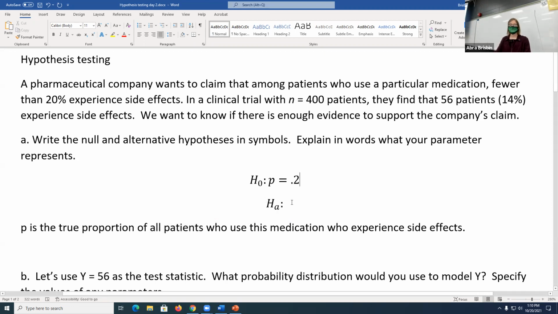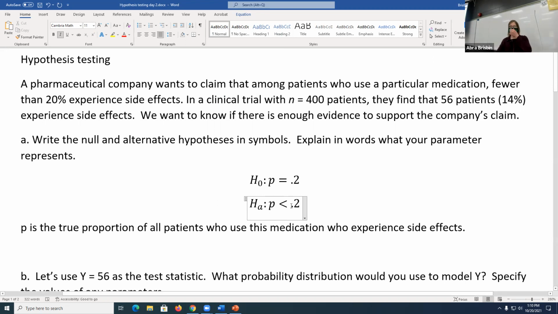And then what should I use for my alternative hypothesis? Maria? Yeah, because that's what the company would like to claim. They want to be able to claim that fewer than 20% experience side effects. So they're only interested in a one-sided alternative hypothesis.